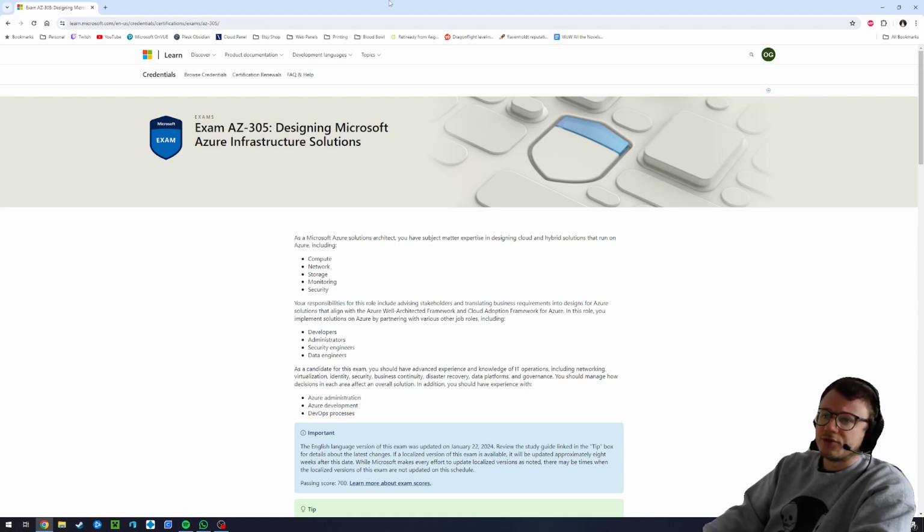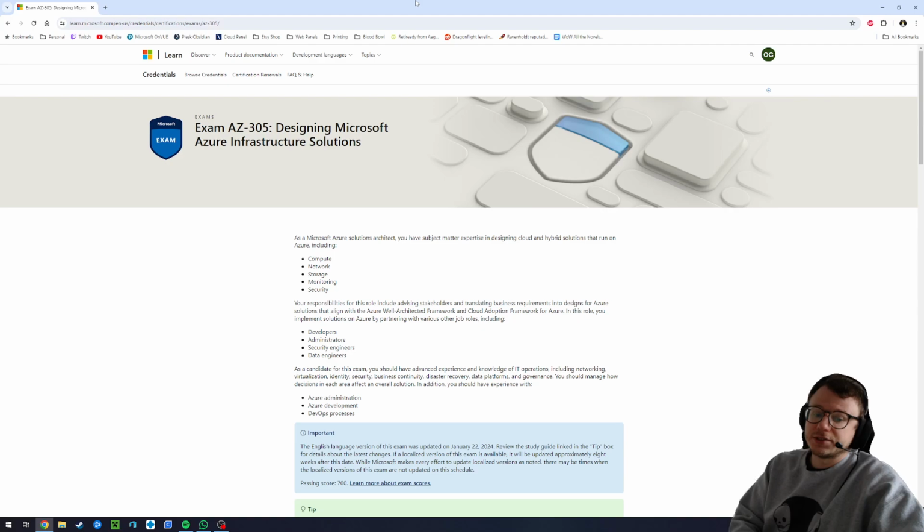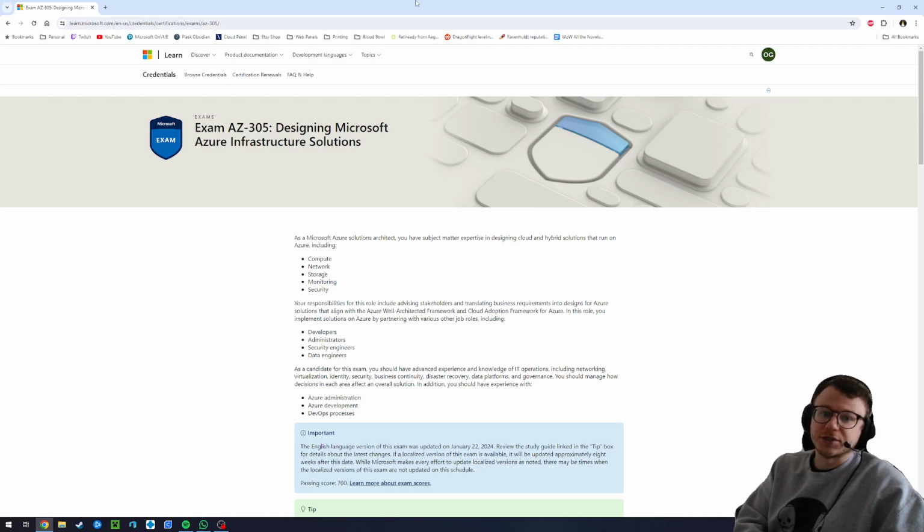So 305 is the architect exam. It's easier and harder than other Microsoft exams in equal measure in that it's not like a technical exam where you're going to be asked how to fix things. They're not going to talk about why something is done a certain way from a technical perspective necessarily. It's more about what solutions you would use and why you would use them.